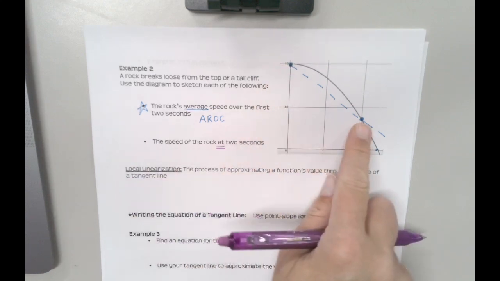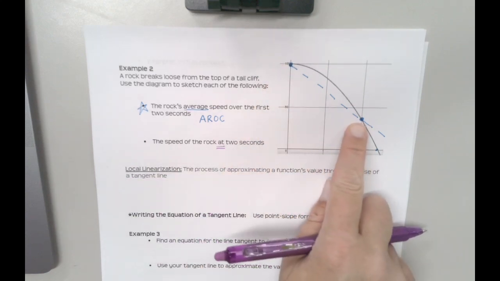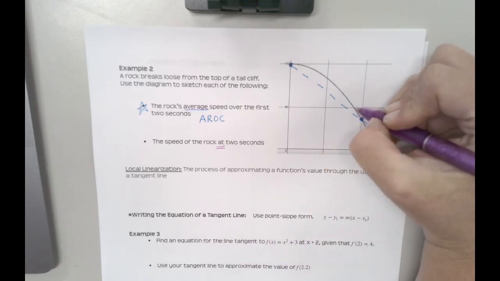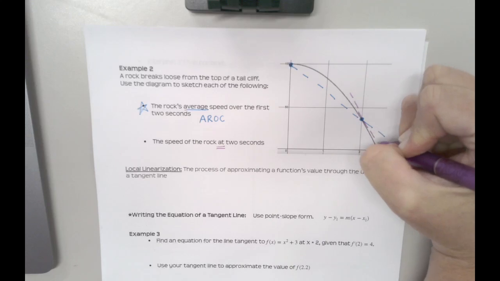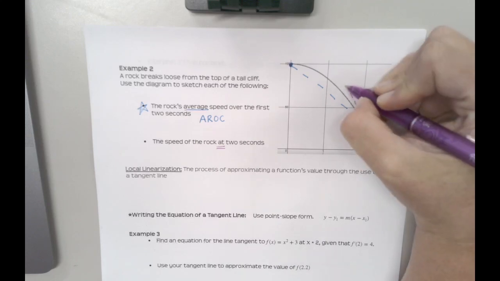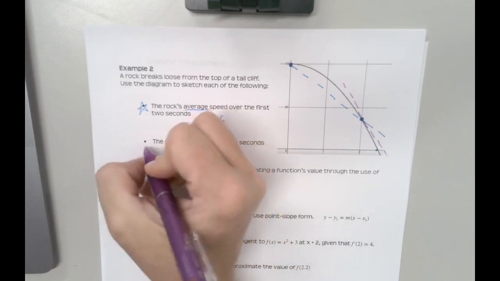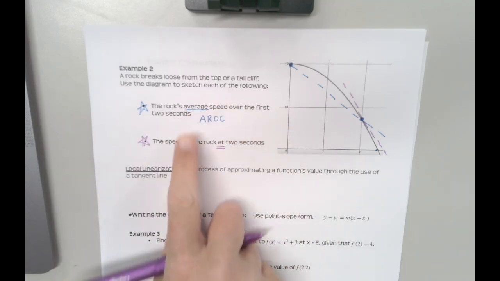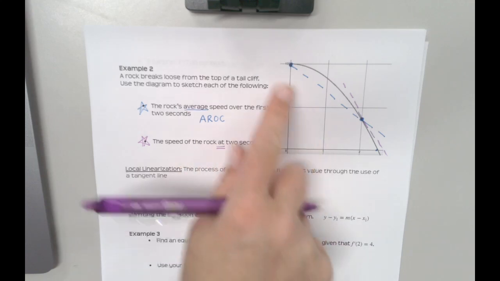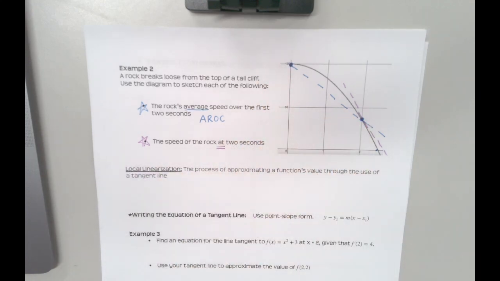So I'm not connecting 2 points now. I just want to focus on this 1 point here. And in order to figure that out, what I would need is a tangent line. I would need a line that kind of brushes against the graph like this. And if I could find the slope of that purple line, that would tell me the speed at exactly 2 seconds. So see the difference between these questions. This is an average speed, and this is the speed at exactly 1 point.